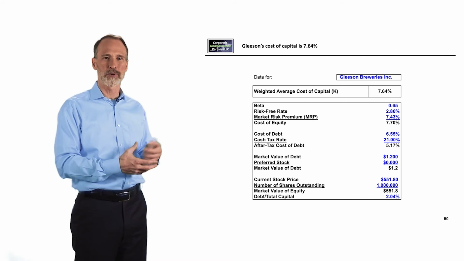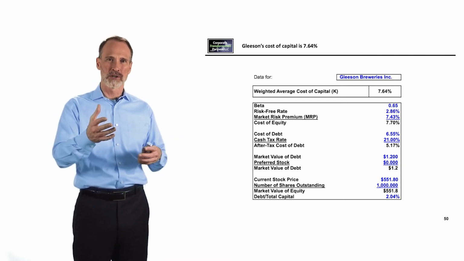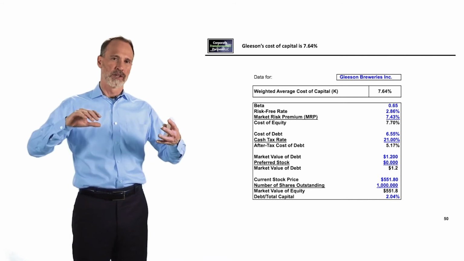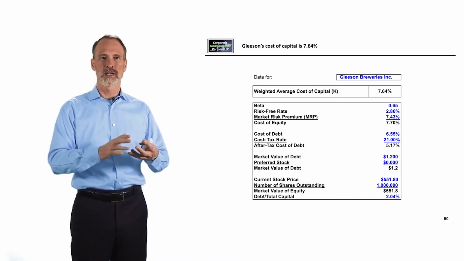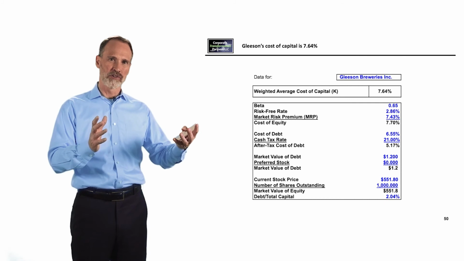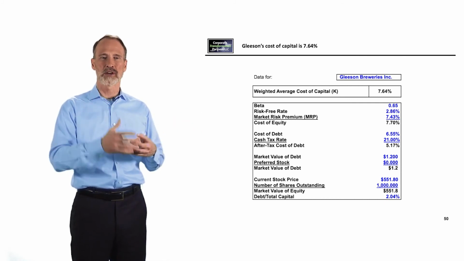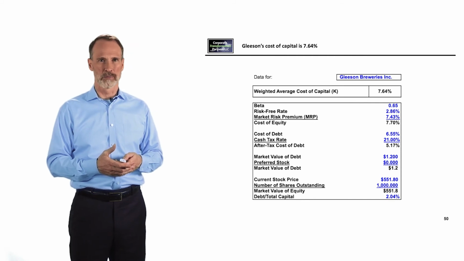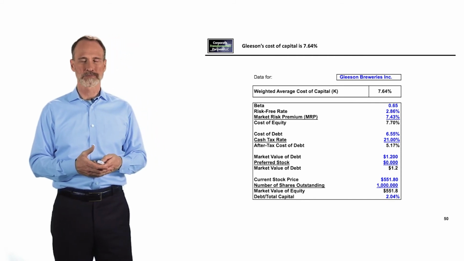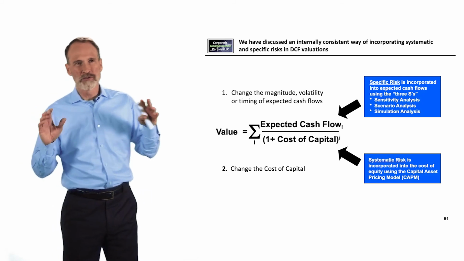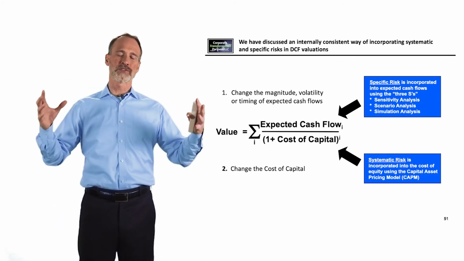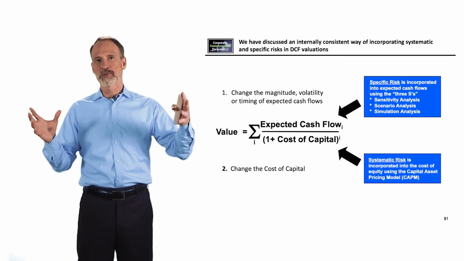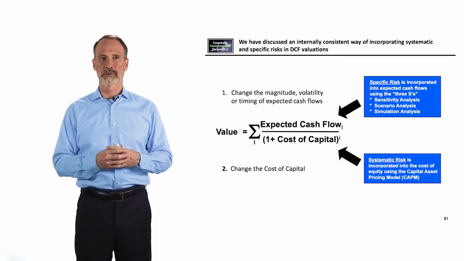There's a cost of capital calculation, as we've shown here. You put all the cost of equity in there, the risk-free rate, the market risk premium. You put in the debt, you put in the tax rate, and what you put in the leverage. And what it shows you is that's how you end up with a weighted average cost of capital of 7.64% for Gleason Breweries. So we've just discussed an internally consistent framework for taking all risks, systematic and specific, and crowbarring them into the cost of capital.